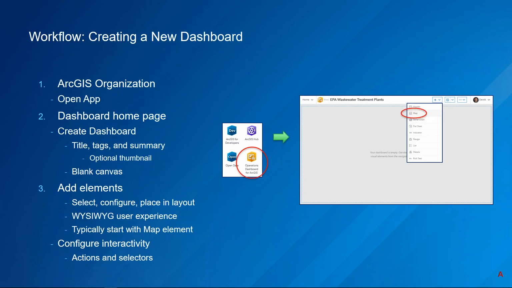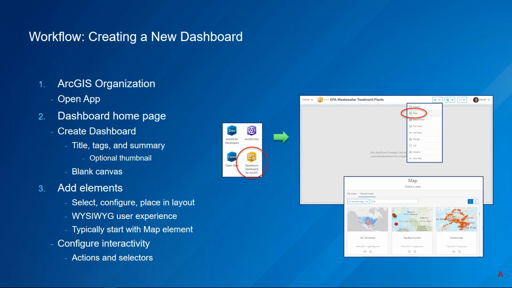Now you can add any element you want, but typically you would start with a map because the map will contain data layers that you can then configure your elements to work with. And you can pick from any web map that you have access to in your organization. The point I want to emphasize is that it's tightly integrated with your ArcGIS Online organization. So just like any other configurable app, you can access web maps that you've authored or that you have access to or that have been shared with you.